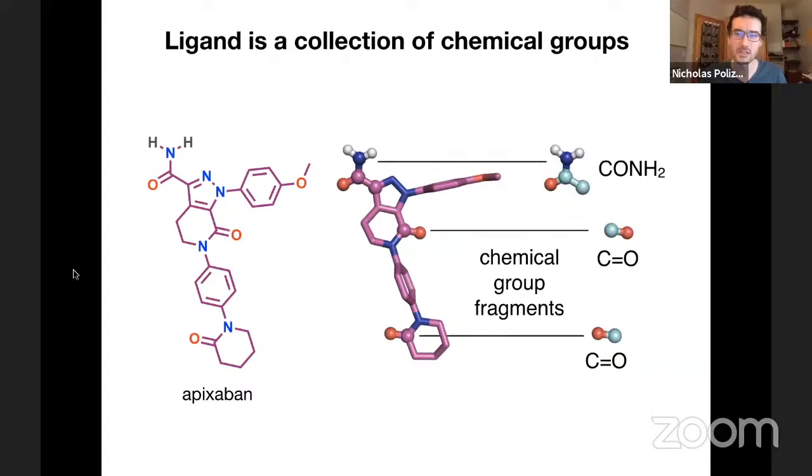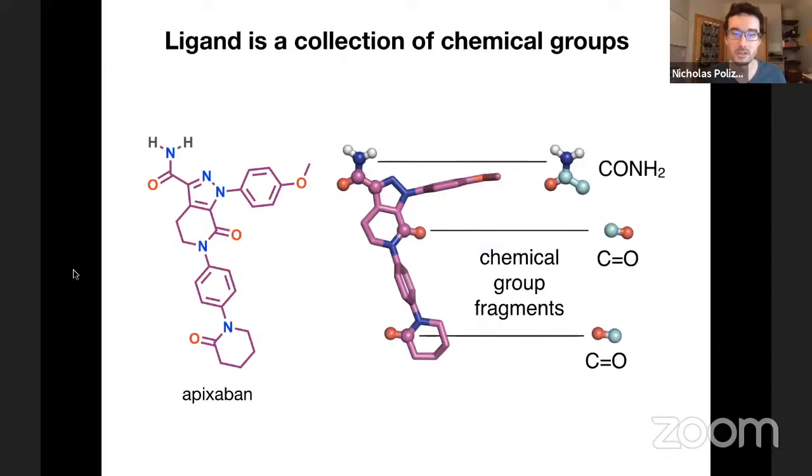For apixaban, I'll focus in this talk on these polar groups, because these are really hard to design interactions for. If you want to bury this molecule for high affinity, you have to dehydrate these polar groups and really form good hydrogen bonding interactions. So these are really the most challenging kinds of interactions to design within protein design algorithms.